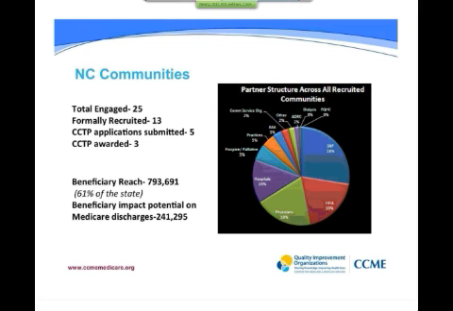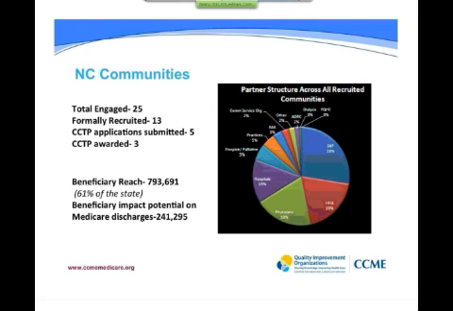We have 3 communities that have been awarded the CCTP. We also have 13 formal, and then the rest are engaged. So we're very happy that we've had so much momentum around this in the state. Next slide, please. Out of that total 25 engagements, we currently have roughly 17 that are formally and actively participating in recruiting in care transition.